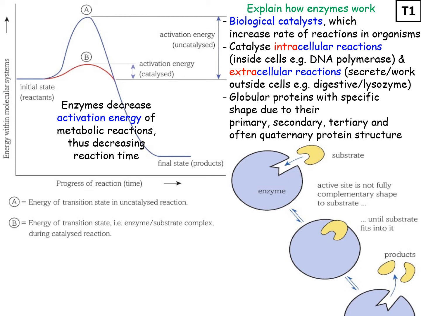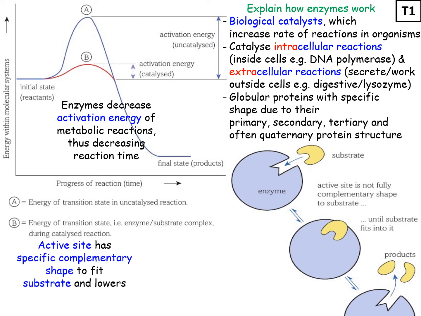Here's a diagram showing how the enzyme and substrates bond with each other. The important part of the enzyme is its active site, and this active site has a specific complementary shape to fit the substrate, and when it does that, that lowers the activation energy by forming an enzyme substrate complex. So when the substrate bonds to the enzyme's active site, it forms an enzyme substrate complex, which lowers the activation energy to increase the rate of reaction.